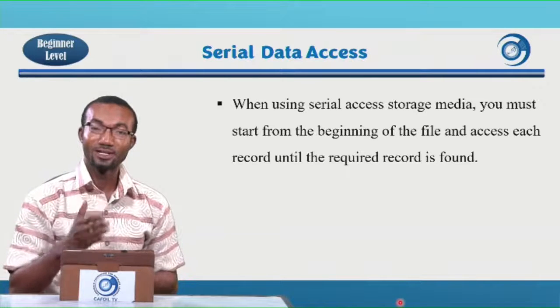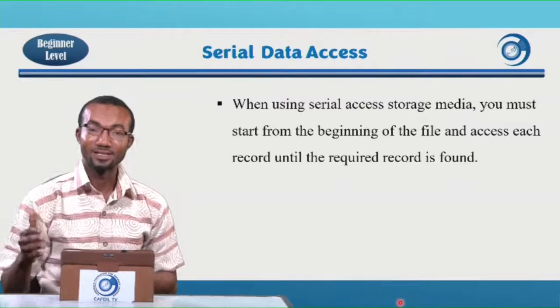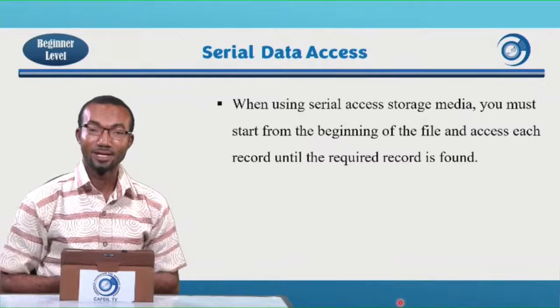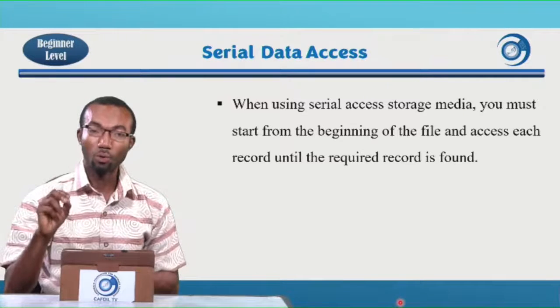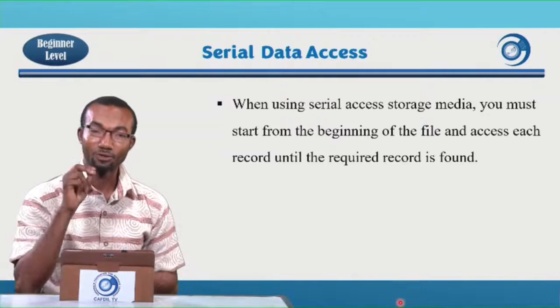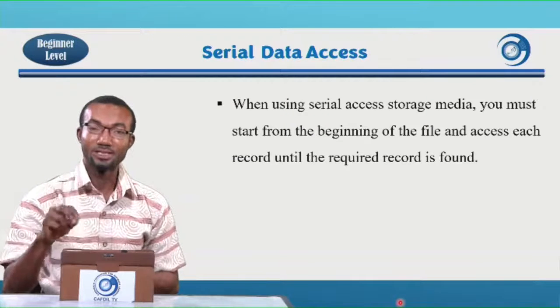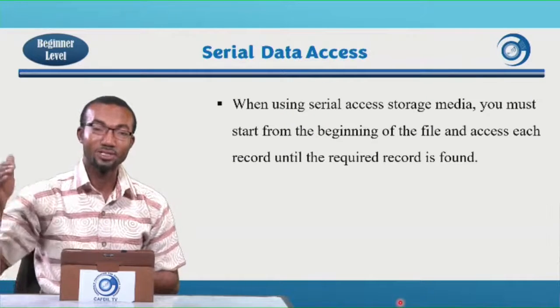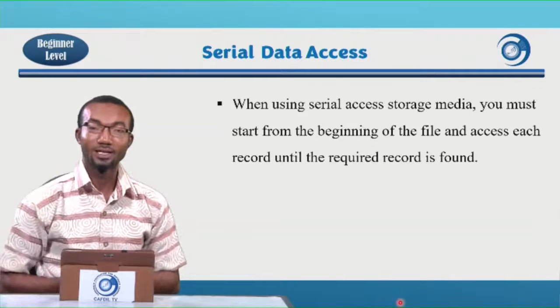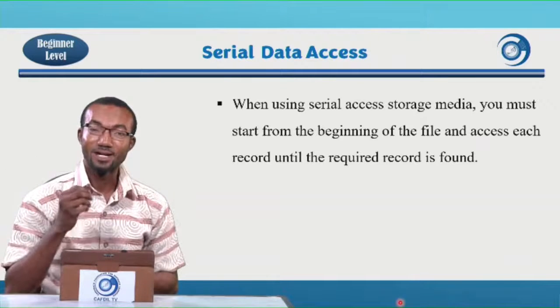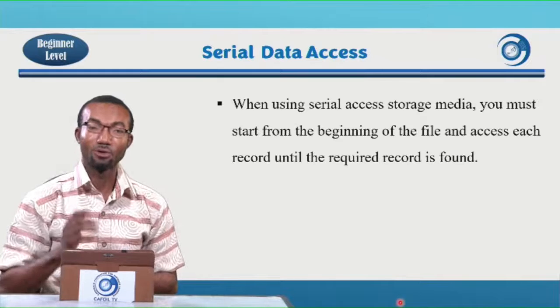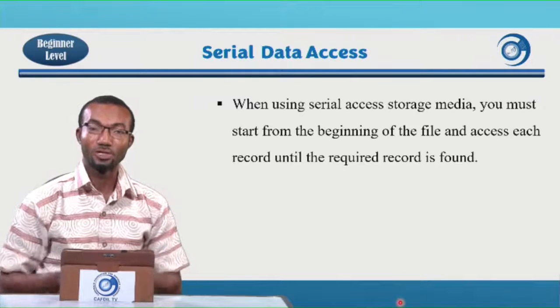So if the files are arranged in alphabetical order and I need file O, then it means that I have to pass through A, B, C, D, E, F until I reach O. And that is what we call serial data access for these kinds of storage media.